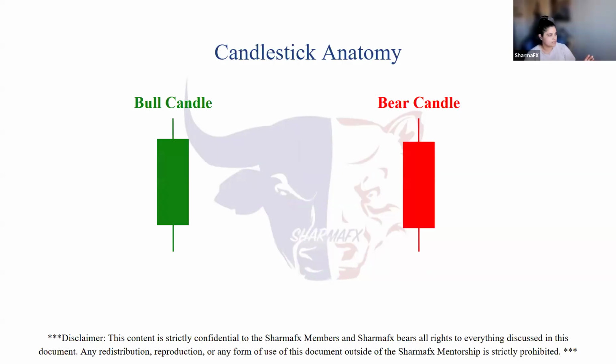Very basic candlestick anatomy. I'm sure a lot of you guys are aware of it, but I'll still break it down. You have a bull candle, and then you have a bear candle. So in a bull candle, let's go ahead and annotate here. All right, so in a bull candle, what you have is, for example, the price opening down here. This is where the candle starts forming at the low, right?